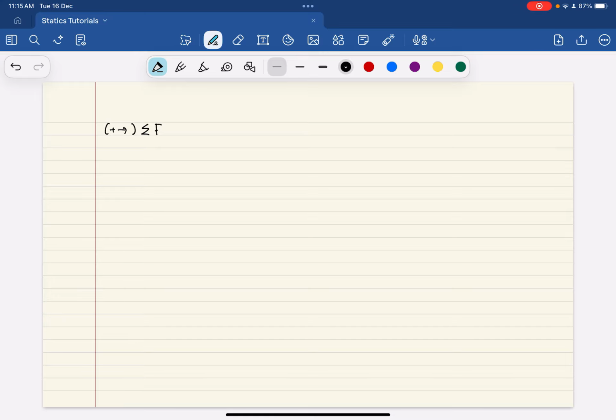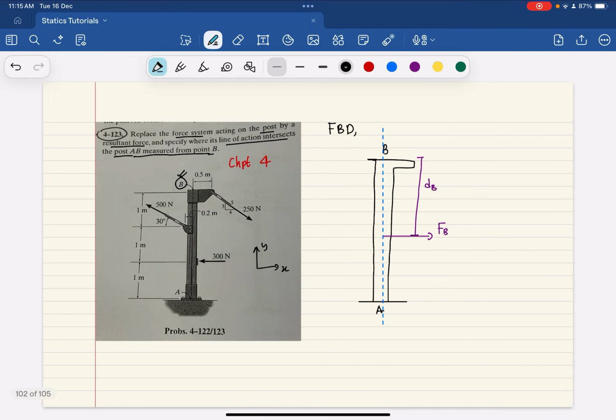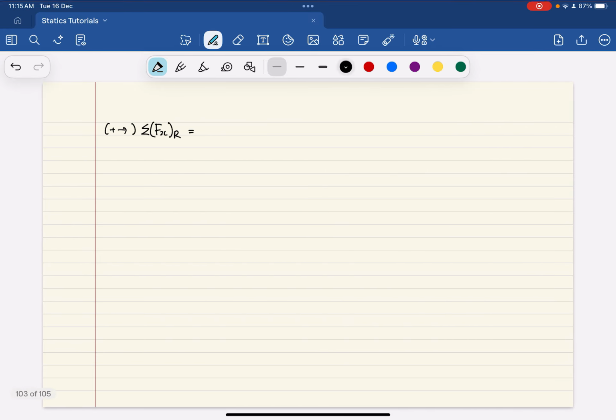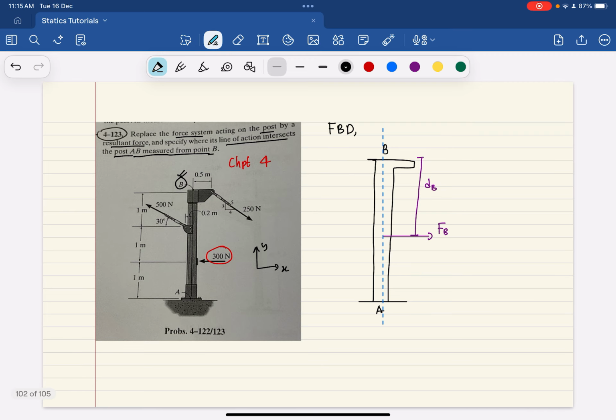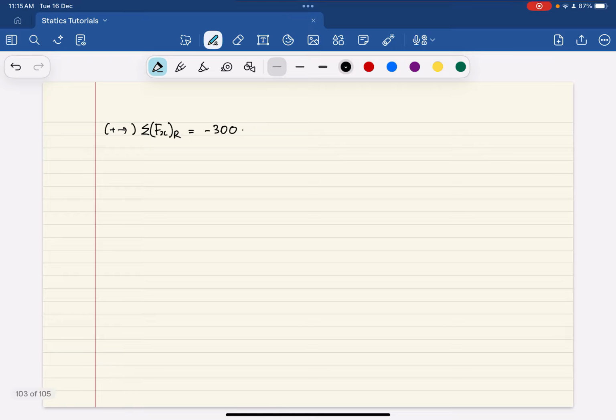The resultant in the X direction would be, in this case, the 300, right? The 300 is going to be negative, so it'll be negative 300. And then the 250 Newton, if we resolve it into its components, is going to the right for the x direction, so that's positive. So it's plus 250 times 4 out of 5.